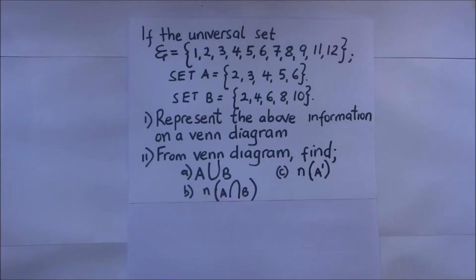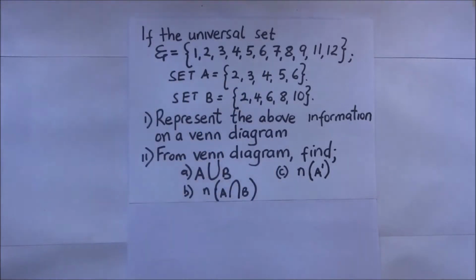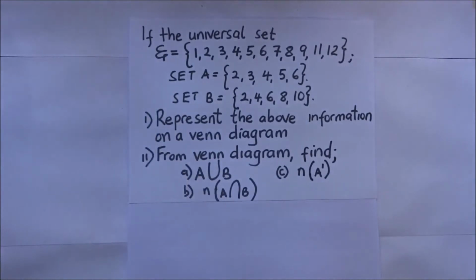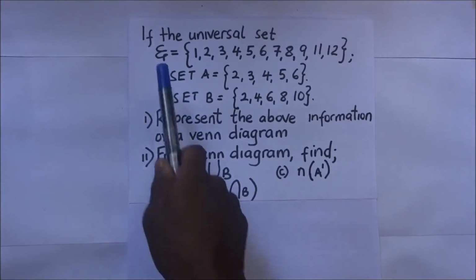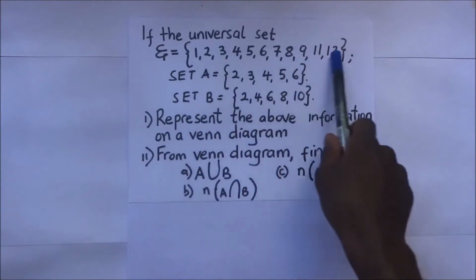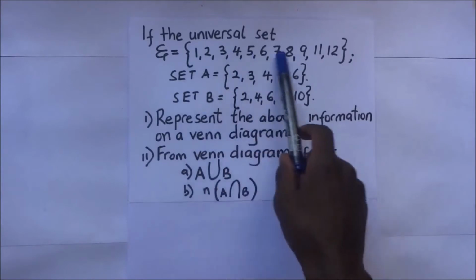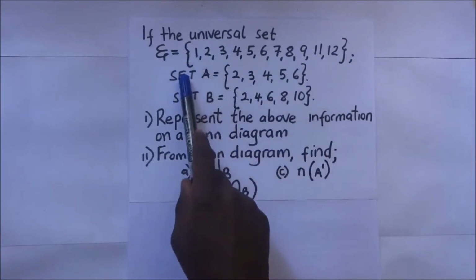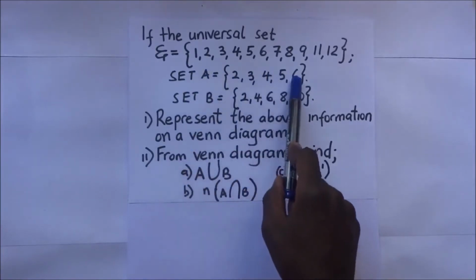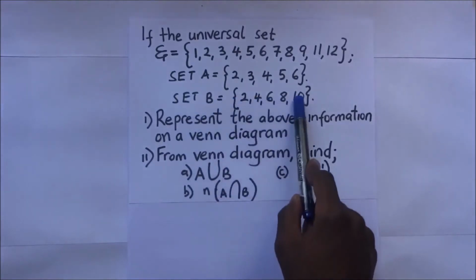Right before us is a number that we should do. They are telling us that if the universal set, remember in our previous video we encountered this notation, it represents the universal set. It means that all members of the sets, there could be more than one set, are represented by all those members in curly brackets. Within this universal set is set A, which is 2, 3, 4, 5, and 6. And still in this universal set, we have set B, which is 2, 4, 6, 8, and 10.